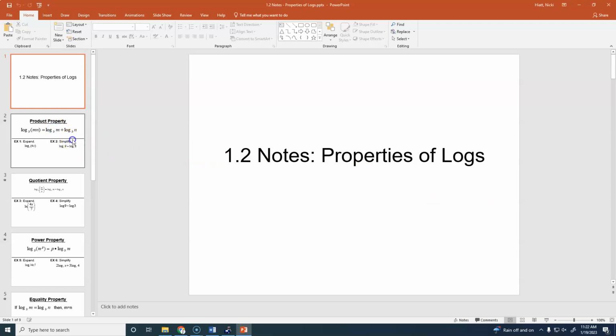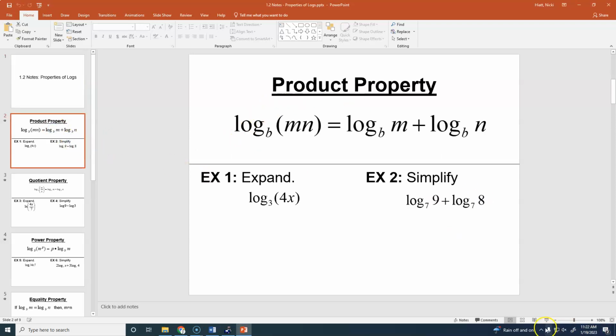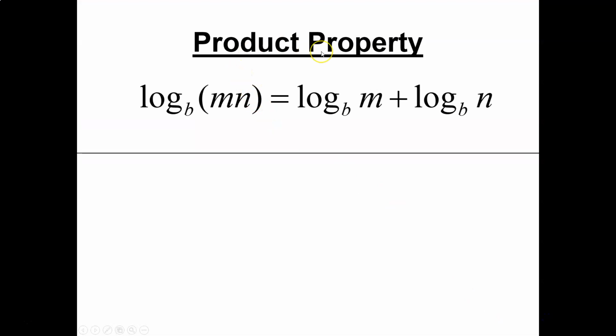So our first log property that we need to know is called the product property. It tells us that if we have a logarithm with any base b of two things that are multiplied together, we can split them up into log base b of m plus log base b of n. And conversely, if you have two that are separated by addition, you can put them together using multiplication. So this could go either way.